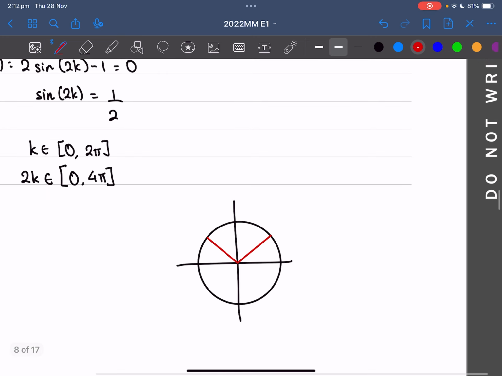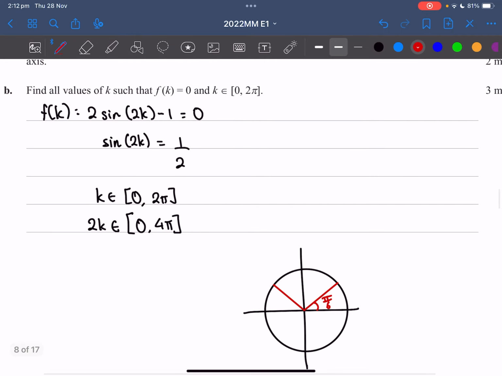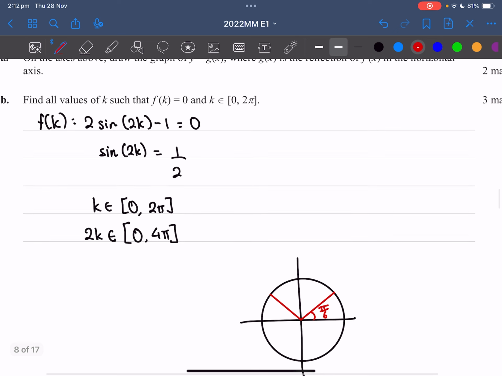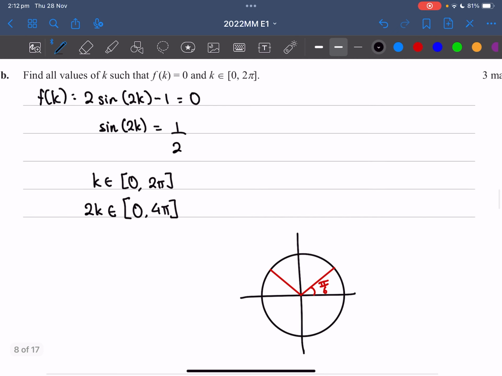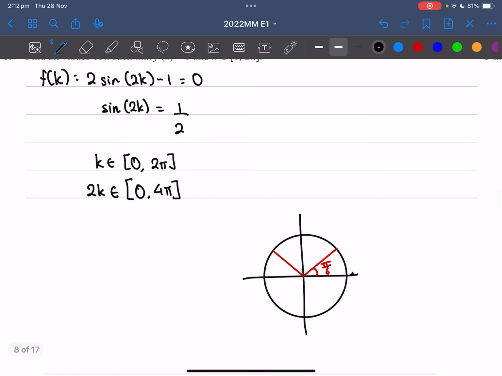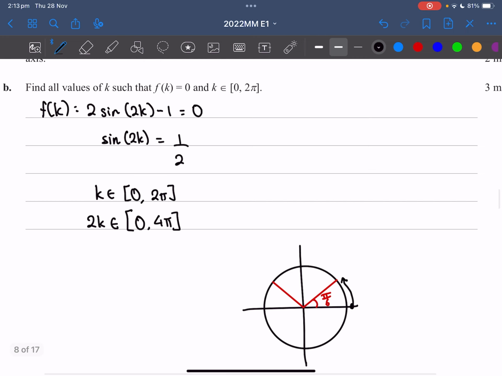Okay? And this is the angle. So this will be basically pi on 6, because sine inverse of half is pi on 6. Okay, now let's go from 0 to 4 pi. So starting from here, 0, we'll go up, that's one solution here. So what is that angle?